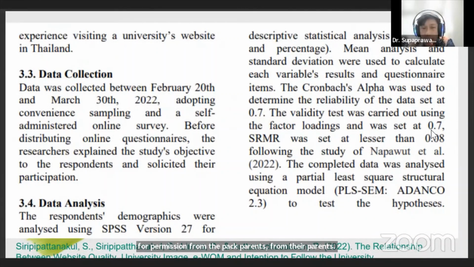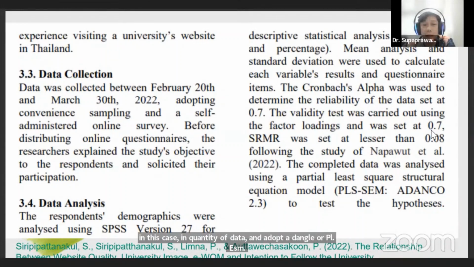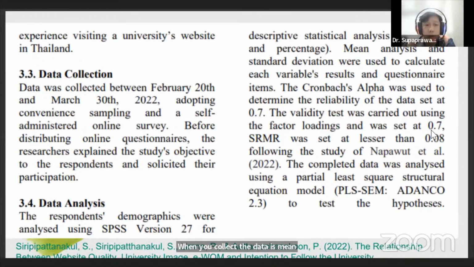Yes, in this case, in quantitative data and adopting AMOS or PLS-SEM, when you collect the data, you should include the duration period of data collection. In this case, the data collection is between February 10th to March 30th in the year of 2022. And what is the sampling technique the researcher adopts?